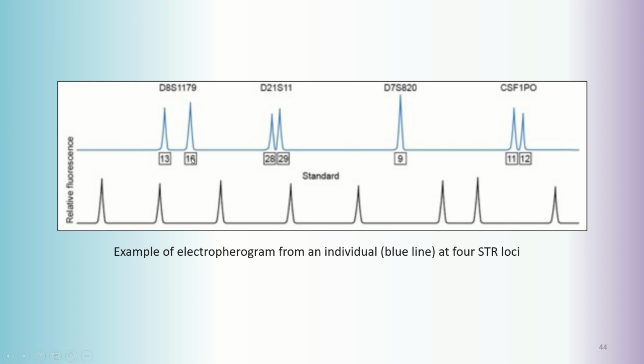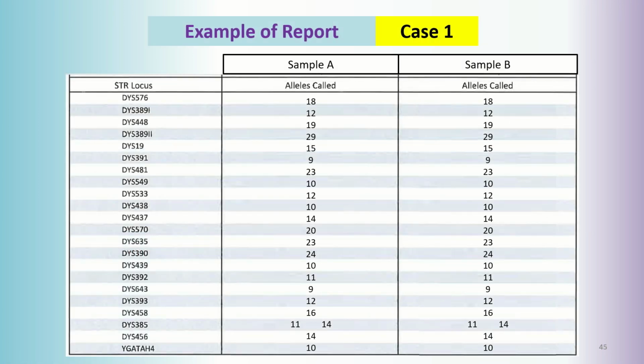This is 13, 16, 28, 29. Here is the number of repeats of the STR. Let's try to see some examples of laboratory reports of DNA fingerprinting. The first case here has two samples, sample A and sample B. Sample A is from the crime scene and sample B is from the suspect.